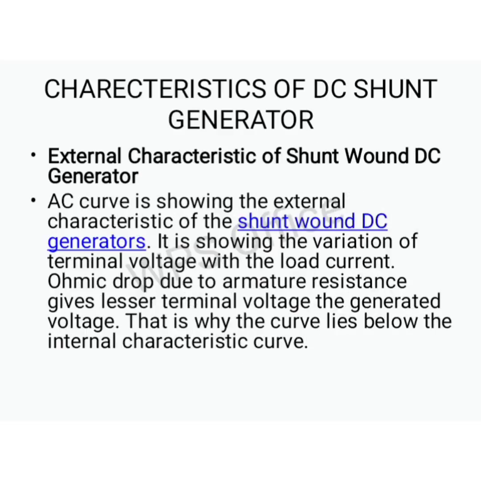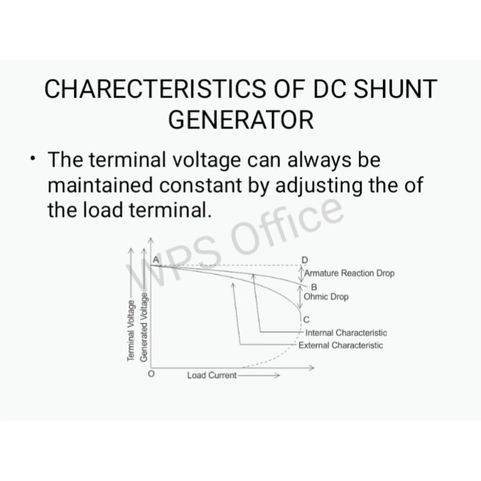Here in the figure are the external characteristics of the shunt DC generator. The curve AC shows the external characteristics of the shunt DC generator. It shows the variation of terminal voltage with the load current. Ohmic drop due to armature resistance gives a lesser terminal voltage than the generated voltage. That is why this curve lies below the internal characteristics of the DC shunt generator.